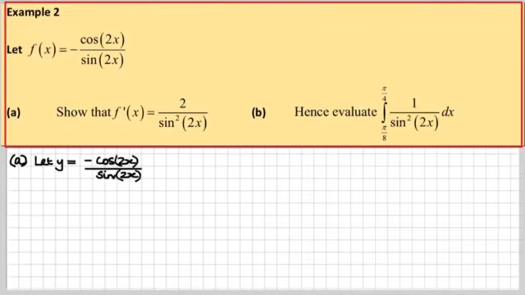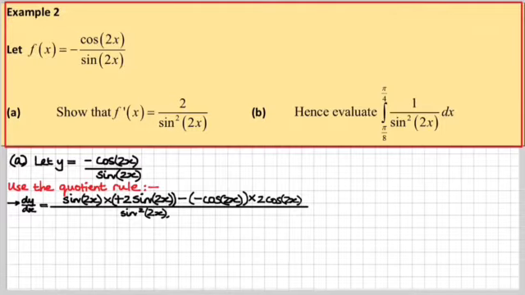Part A. Let y, there's my first step, that's my opening gambit. Let y equal that thing there. Now I'm going to use the quotient rule to derive that. Okay, so remember, bottom d top minus top d bottom over bottom squared, where d means derivative of. So bottom is sine 2x, derivative of the minus cos 2x term is plus 2 sine 2x, minus top d bottom, there's top, and then d bottom is 2 cos 2x over bottom squared. That's right, isn't it?